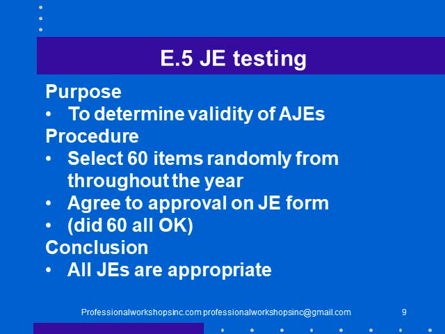So here is an audit program. We wish to determine the validity of journal entries. So I'm going to select 60 items randomly from throughout the year. I'm going to agree it to the approval by management on the journal entry form. I did 60 and they're all okay. My conclusion is all journal entries are appropriate.